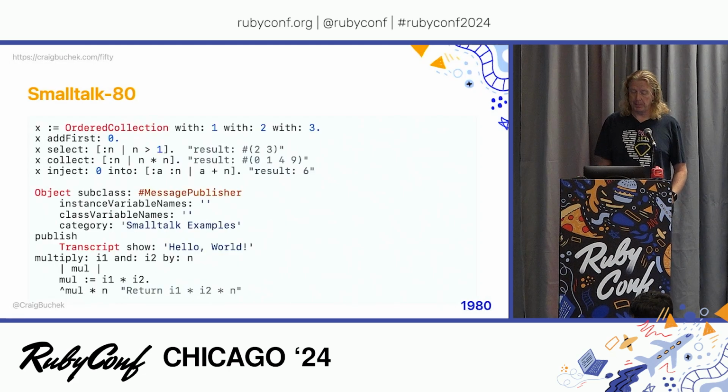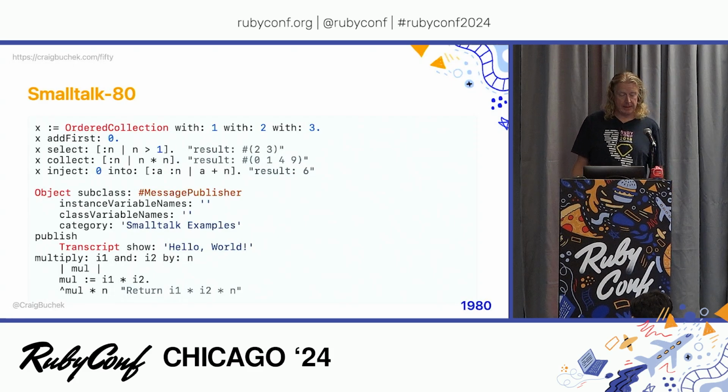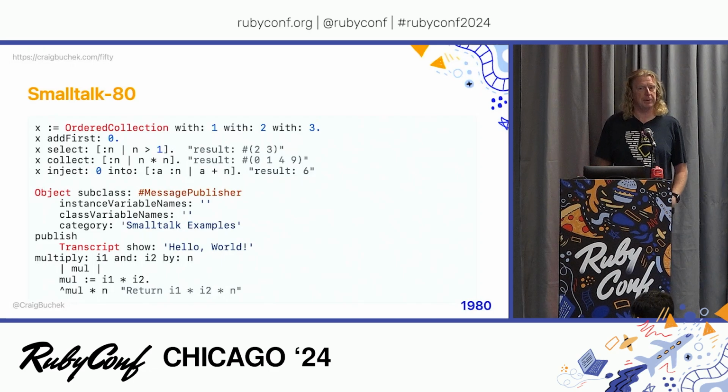Smalltalk 80 was the first public release. And if you see there, I've got select, collect, and inject, which are methods that Ruby actually has, except we call them, I think we call them select still. Collect would be map, and inject would be reduce.